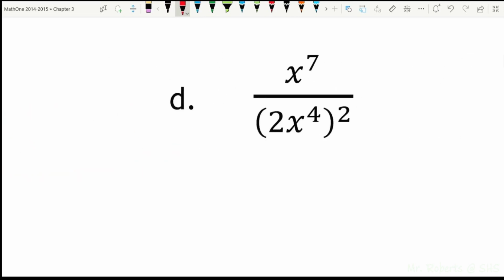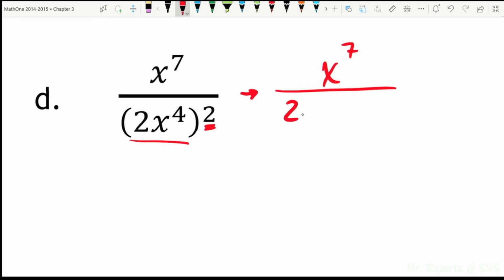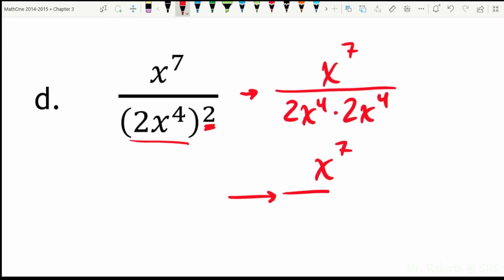And the last one there is D. In my denominator, I'm just going to go ahead and expand this out. I've got an x to the 7th that lives in the numerator. In my denominator, I have 2 of these 2x to the 4th. So I can write this as 2x to the 4th times another 2x to the 4th. I'm just going to rewrite my numerator, x to the 7th. I've got 2 times 2, which is 4x to the 8th.